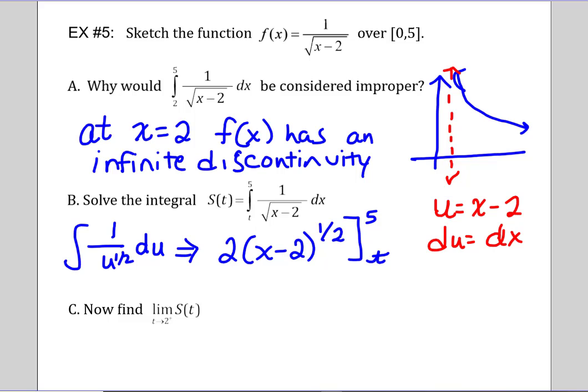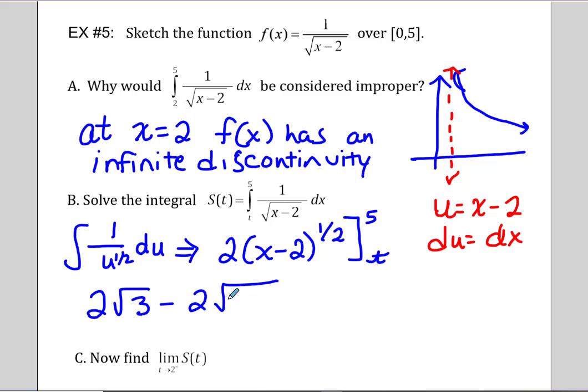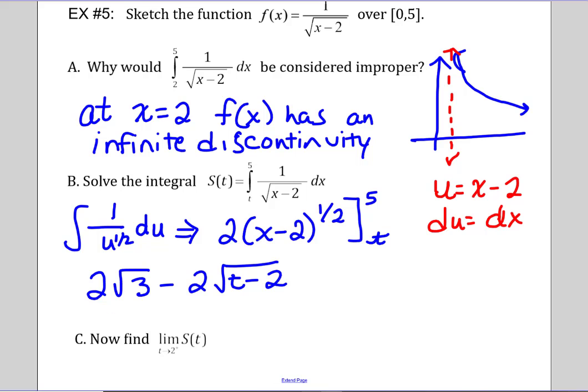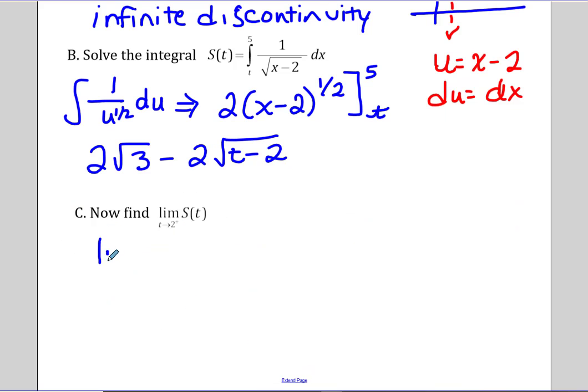And then we want to find the limit of that. So this would be substituting our 5. We got 2 square roots of 3 minus 2 square roots of t minus 2. So we found the value of the integral, but now we need to evaluate the limit as t approaches 2 from the right. And remember why we're doing from the right is because we have that infinite break in the graph at x equals 2.